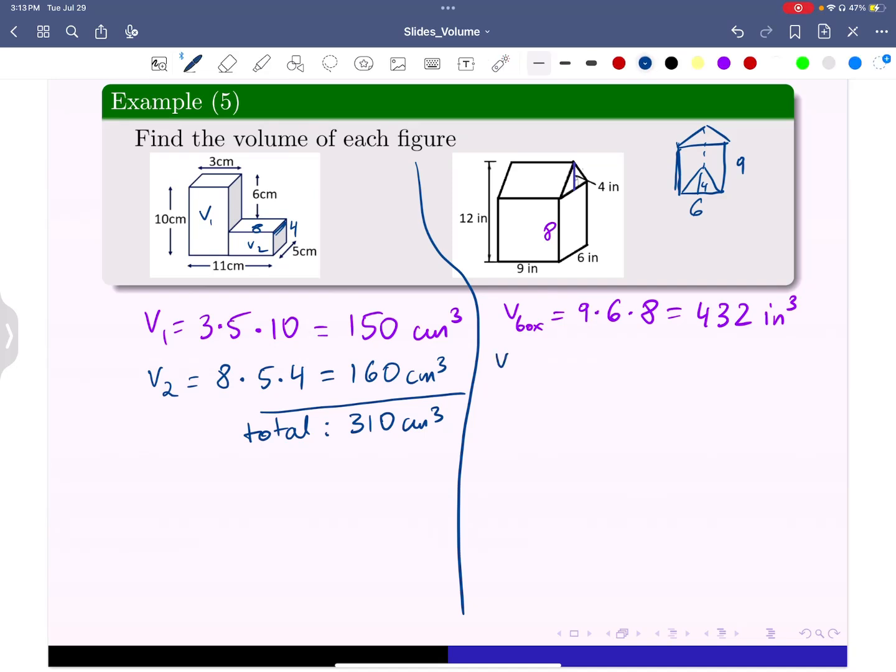So the volume 2 would be area of the base, 1/2 times base, 6 times 4, times the height of the figure, so times 9. And if we type all of that on the calculator, we should get 108 inch cube. So then the total volume, if you add those two together, should be 540 inches cube.